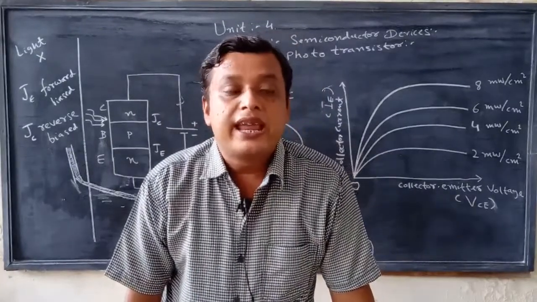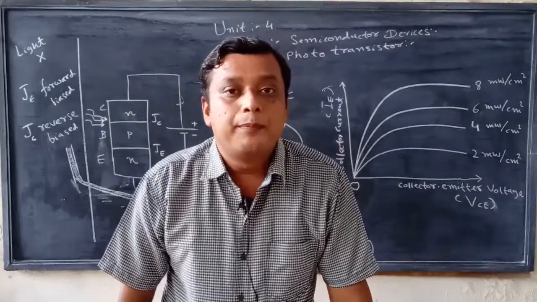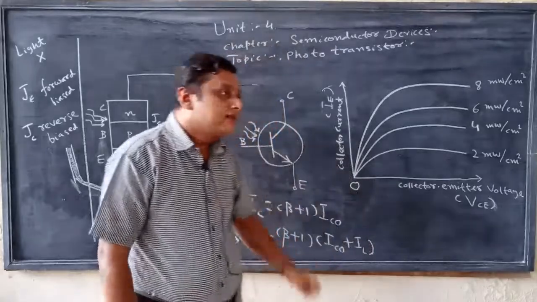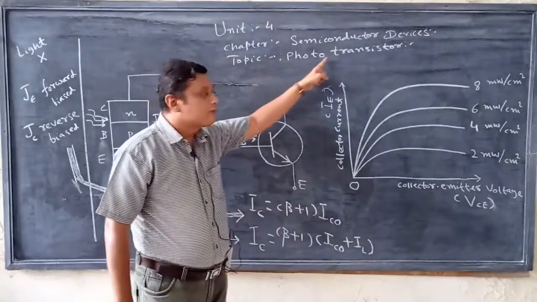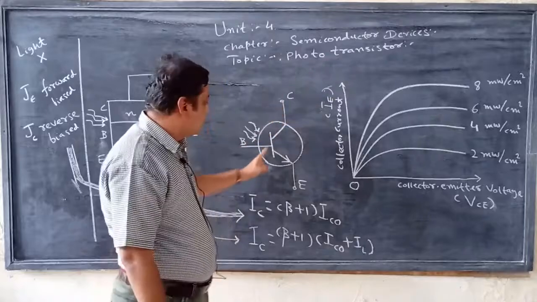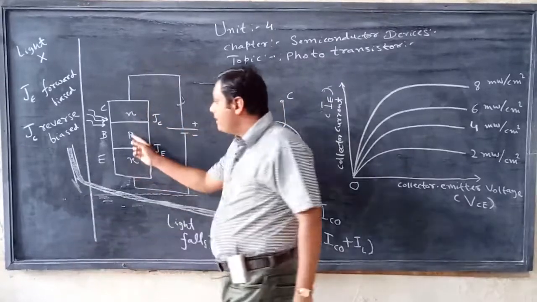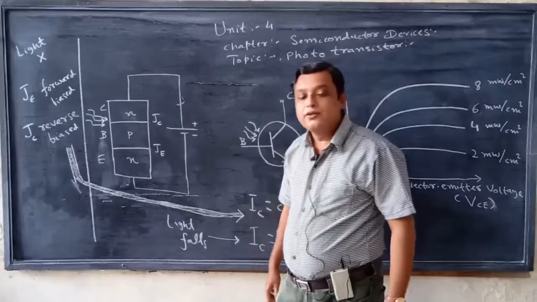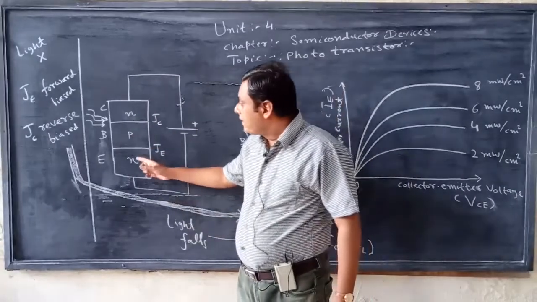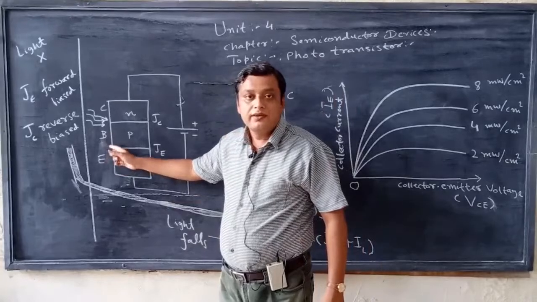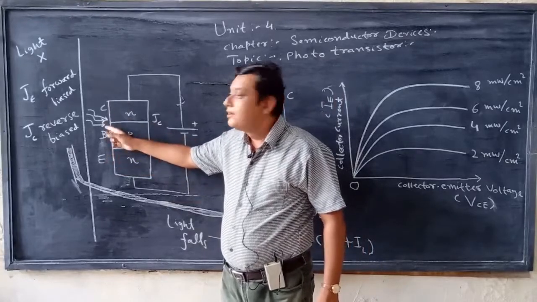We can use NPN transistor or PNP transistor. In this explanation of the phototransistor, I have taken NPN transistor. So this is an NPN. There are two junctions: emitter base junction as well as base collector junction.